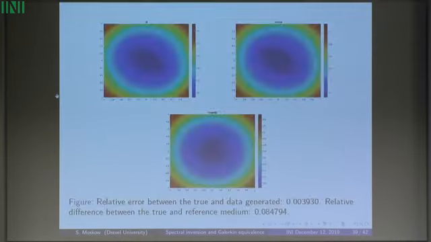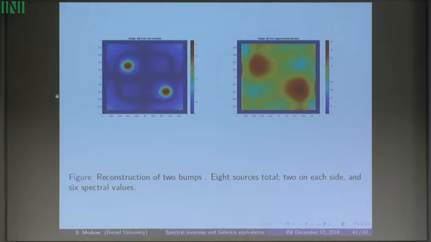And here I'm comparing internal solutions. This is the reference medium internal solution. This is the true internal solution, and this is the data-generated one. The difference between the true and the data-generated is like 4 times 10 to the minus 3, whereas the difference between the true and the reference is like 8 times 10 to the minus 2. And here's a recovery of the 2 bumps from this. This is just using crude simulations with MATLAB's PDE toolbox. I think it would be better if I do some better simulations.